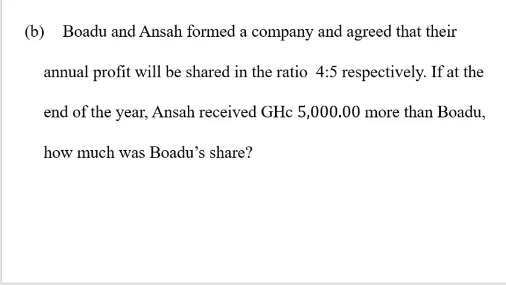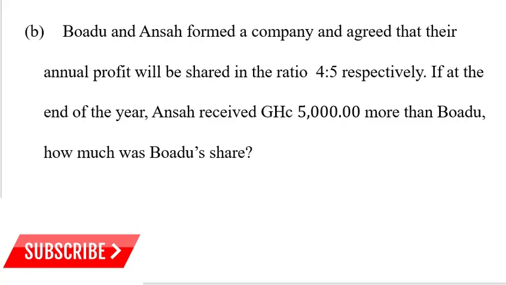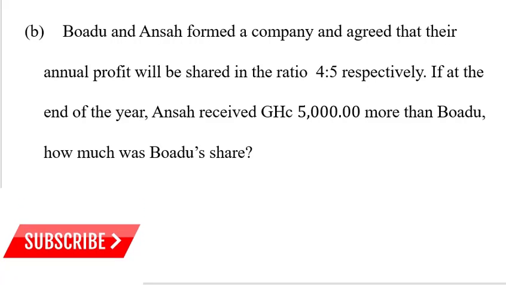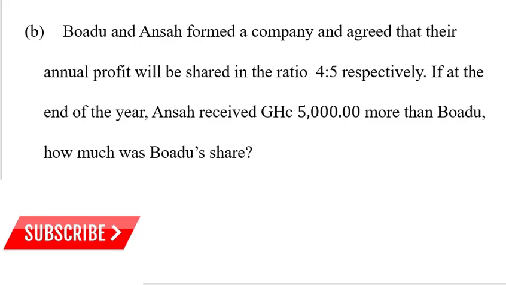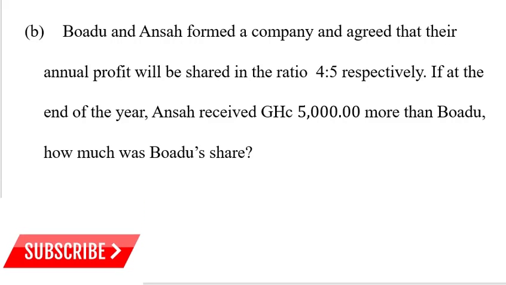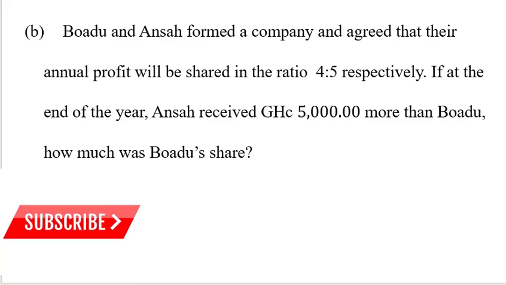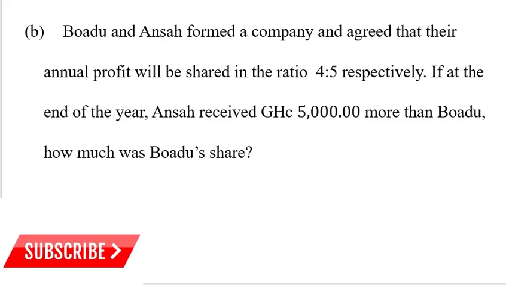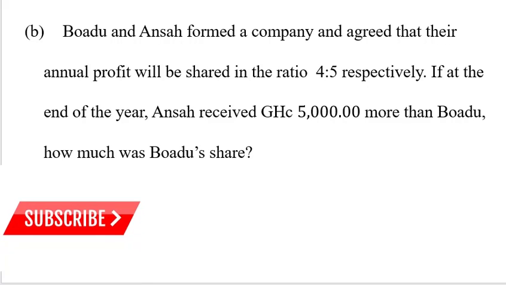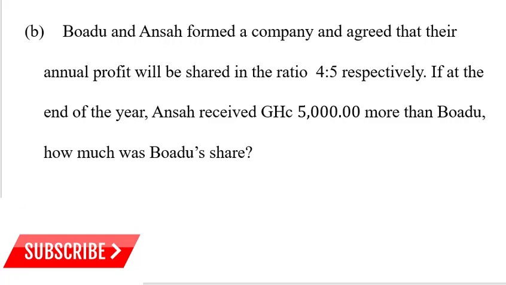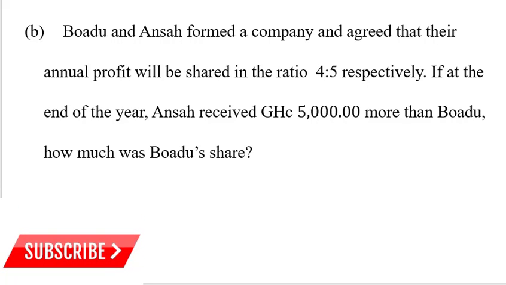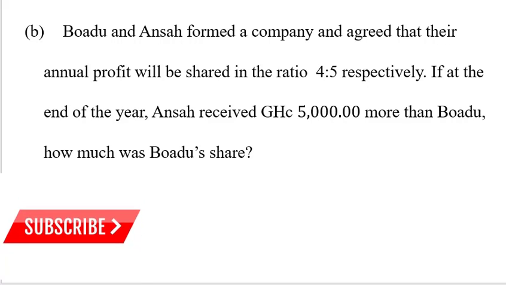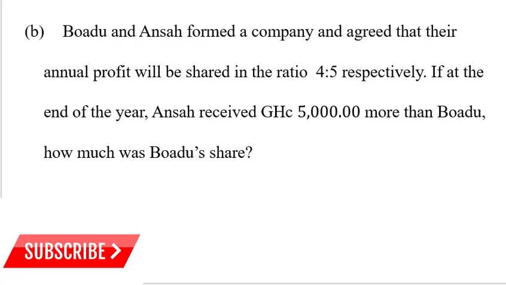For the B, it says Boedu and Ansa formed a company and agreed that their annual profit will be shared in the ratio 4:5 respectively. If at the end of the year Ansa received 5,000 Ghana cedis more than Boedu, how much was Boedu's share? Now from the question, these two people decided to share a profit that they are going to get from the company that they formed in the form of ratio, that is 4:5.